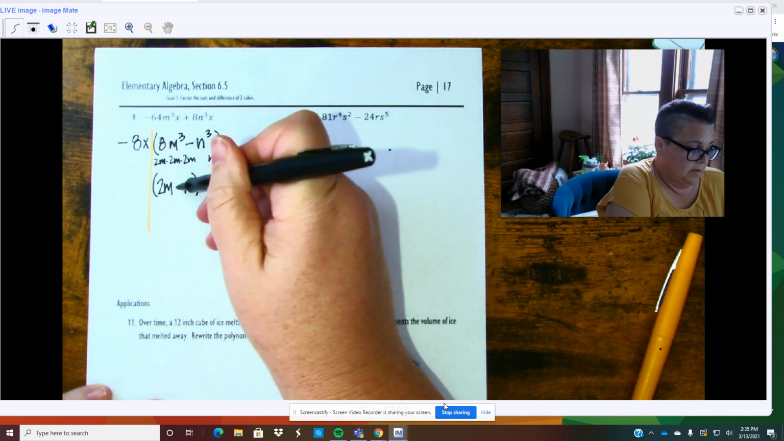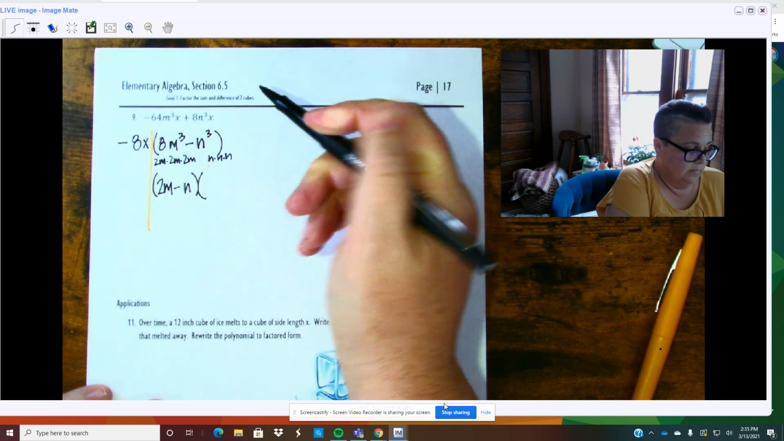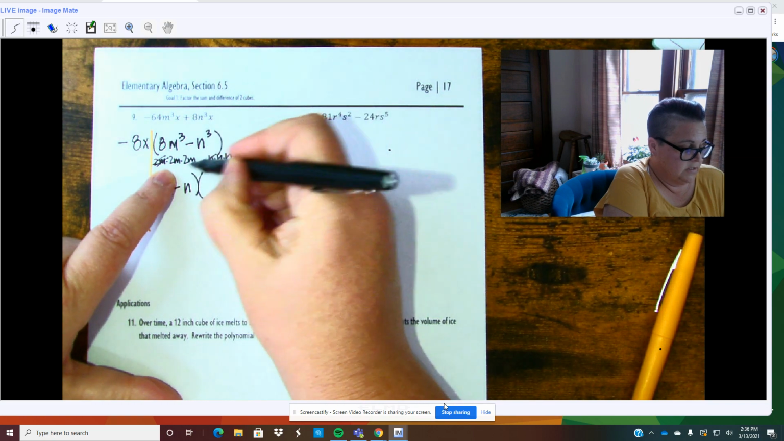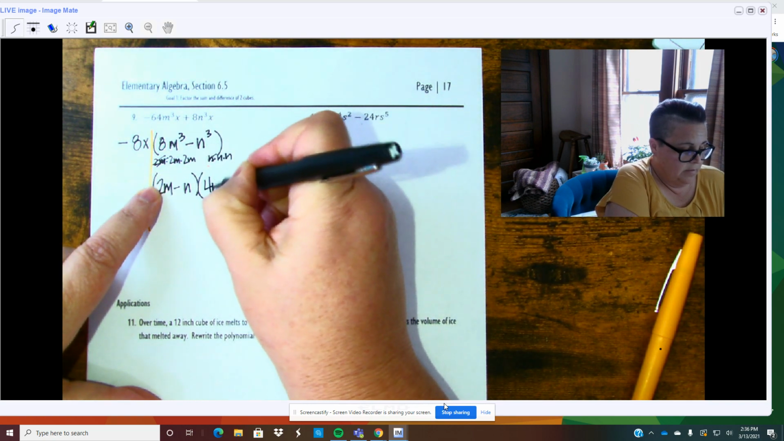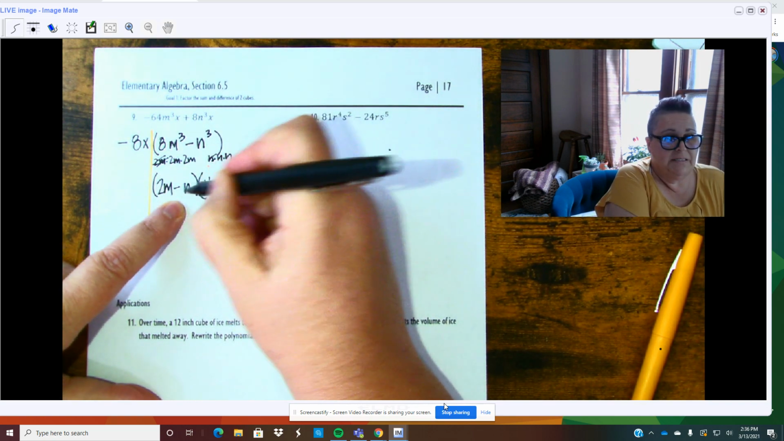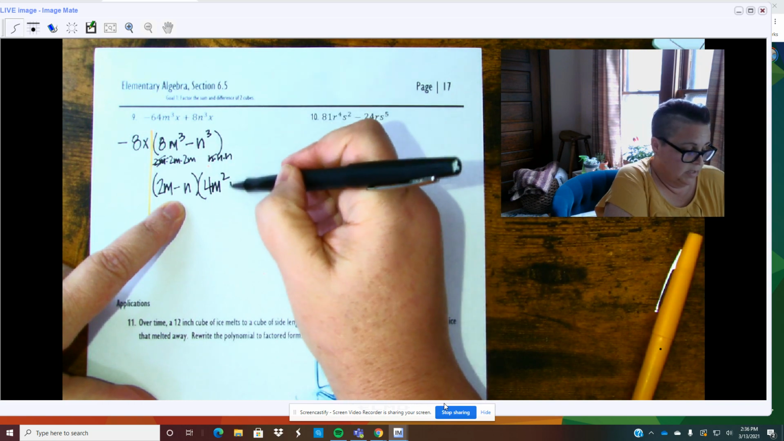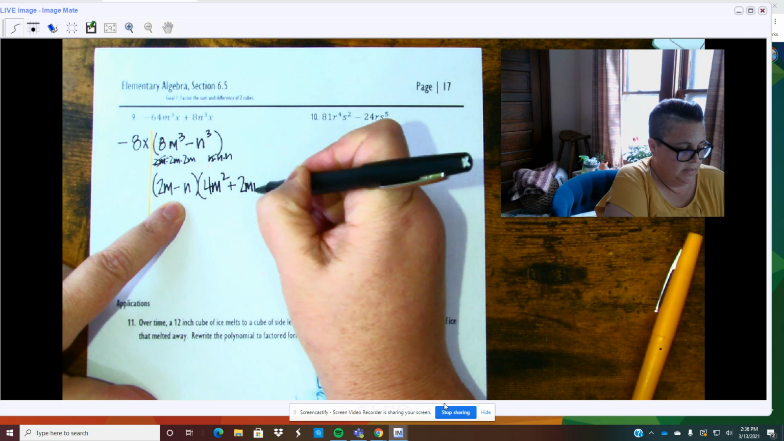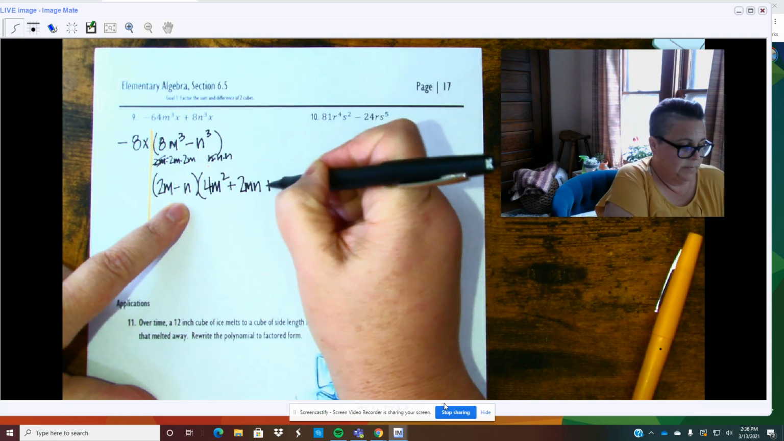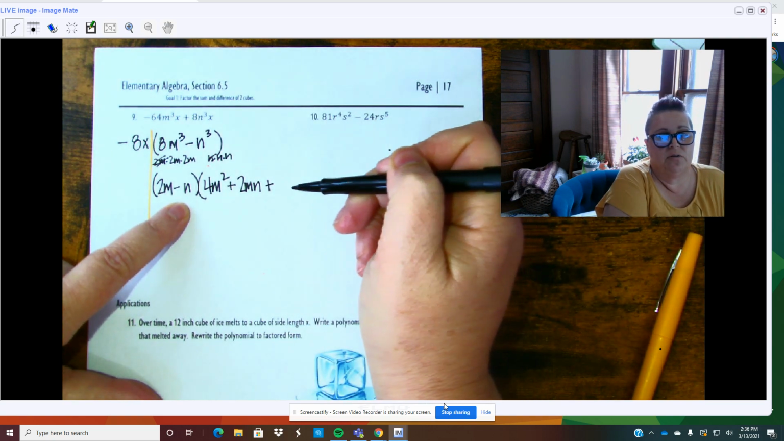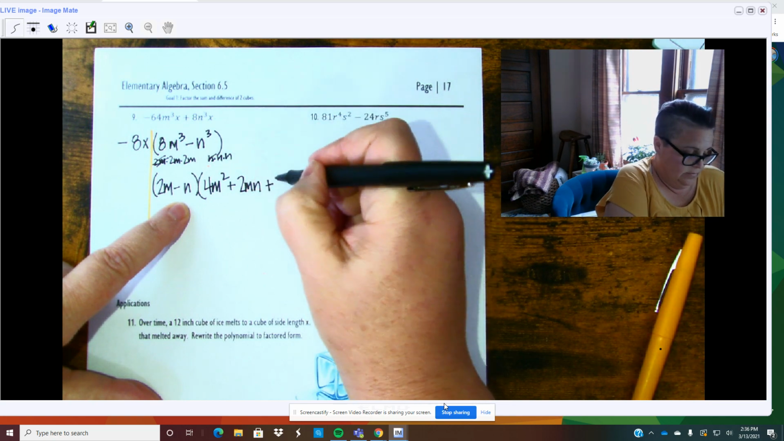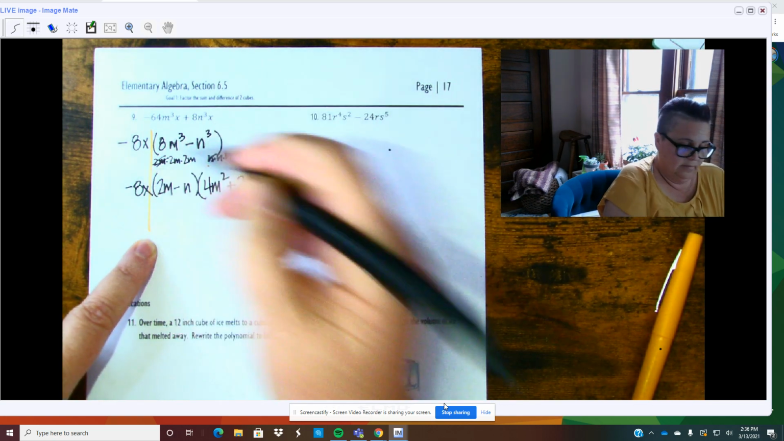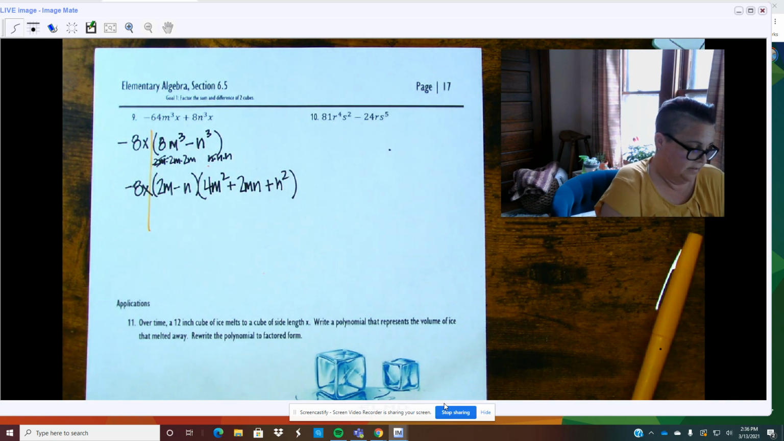I want to keep the same operator. I've used this guy. I've used this guy. So then I need a squared, or 4m squared. Opposite sign that was there. So plus the product of the two, 2mn. And then always positive on the last part of the trinomial, n squared. I'm going to bring down that minus 8x. And yeah, she's done.